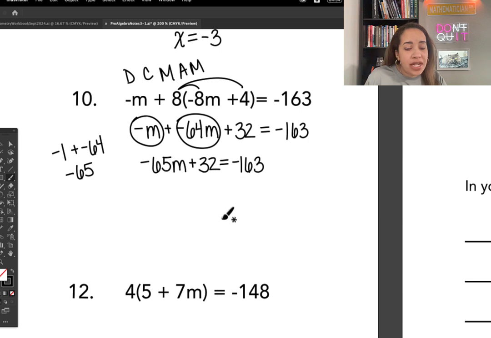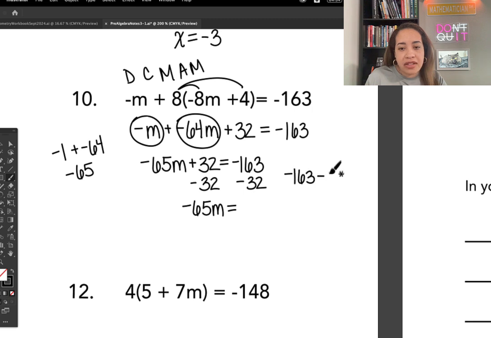Now I'm down to a two-step equation. I see multiplication and I see addition. I know that I should undo addition and subtraction before I undo multiplication and division. So I'm going to cancel out this addition by doing the opposite on both sides. I'm going to subtract 32 from both sides of the equal sign. Now I've got negative 65m here on the left side, and on the right side, negative 163 minus 32.